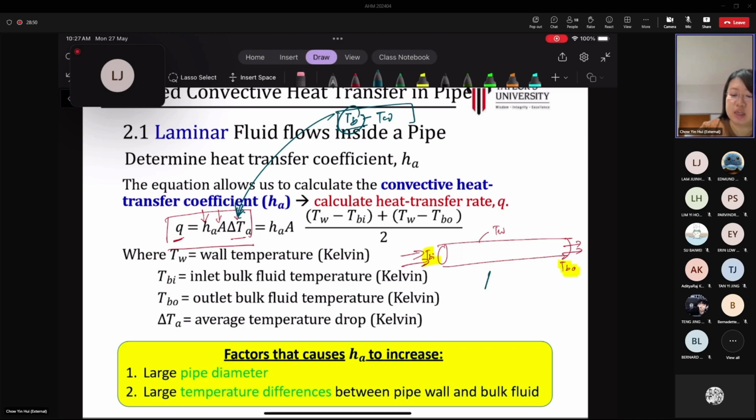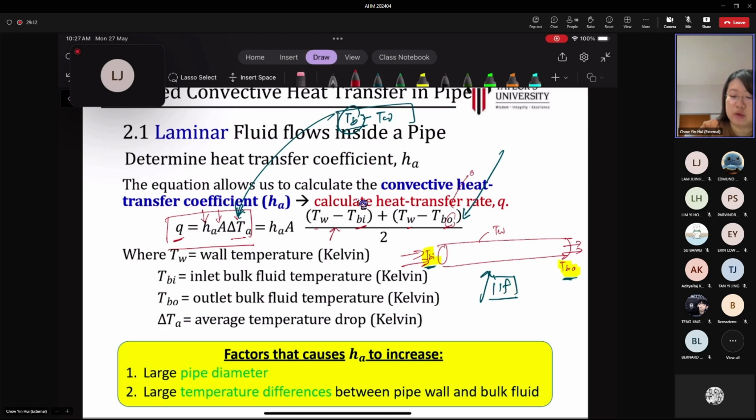Now, if this kind of case occurs, where the bulk fluid temperature varies along the pipe, this is how we calculate the temperature difference. You get the temperature difference between the wall and the bulk fluid at the inlet, plus the temperature difference between the wall and the bulk fluid at the outlet.